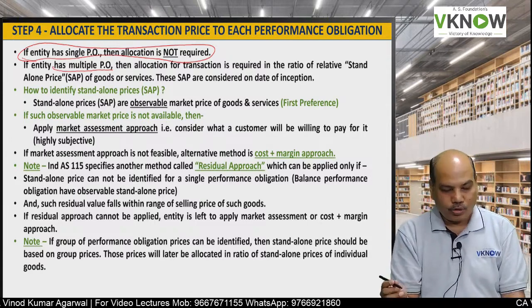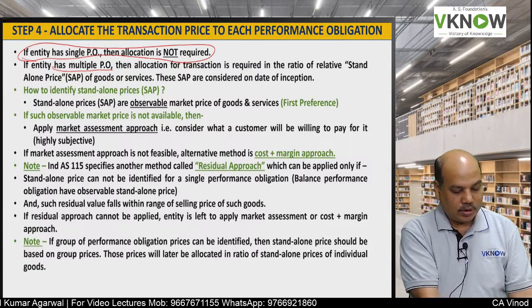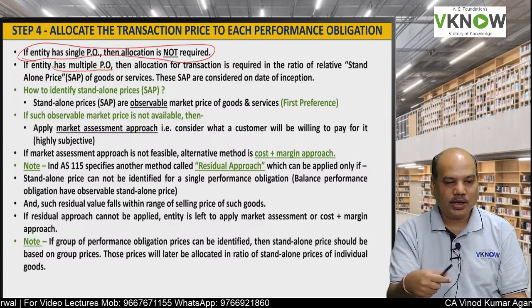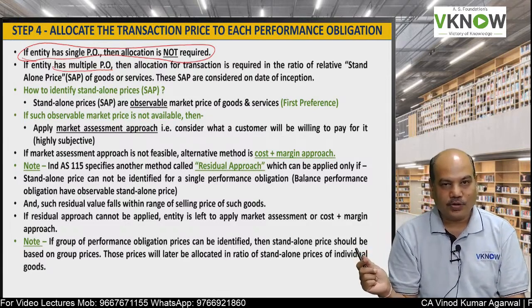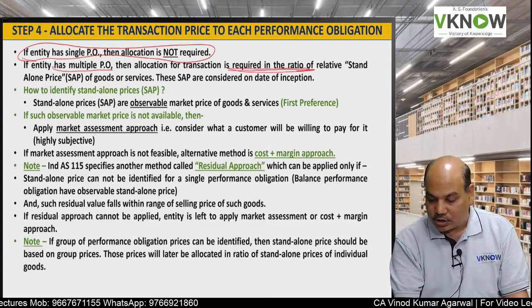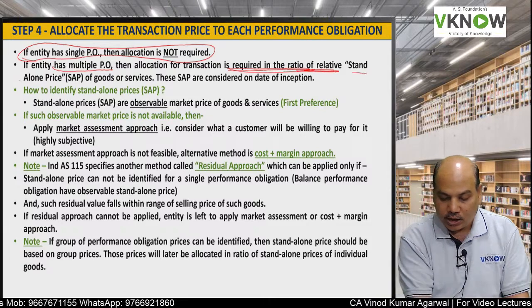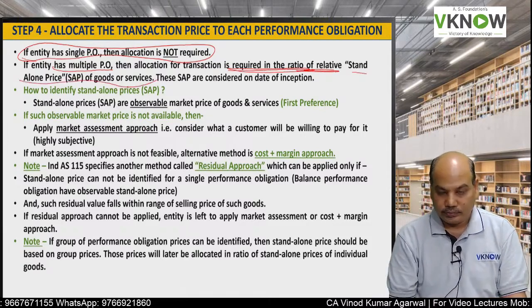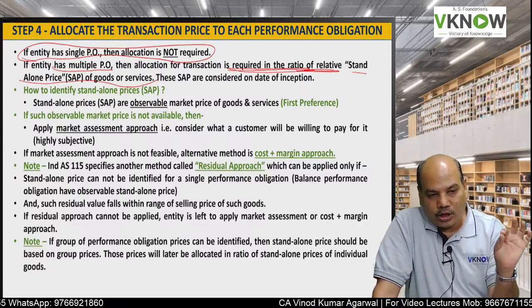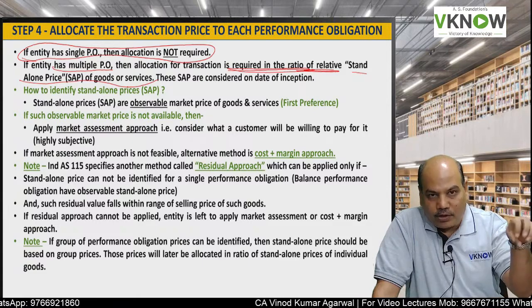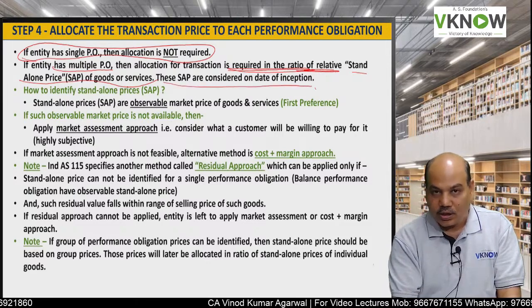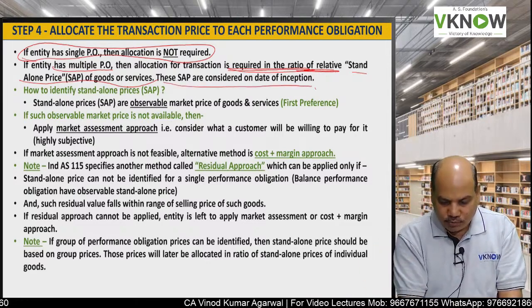Simple. If I am going to sell you this mobile phone and this pen also, both together, I say you buy the mobile phone and this pen for 40,000 rupees, then I will have to allocate the consideration in the ratio of relative standalone prices of the goods and services. So you will pay me 40,000, but I will have to allocate it in the ratio of the standalone price of the mobile phone and the pen. These standalone prices are considered on the date of inception.